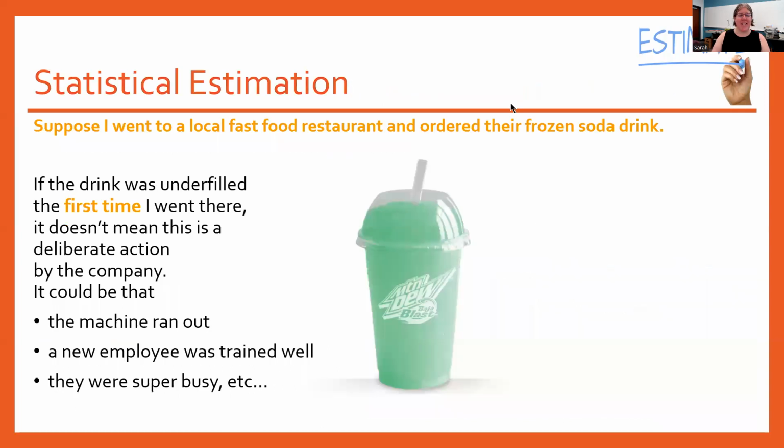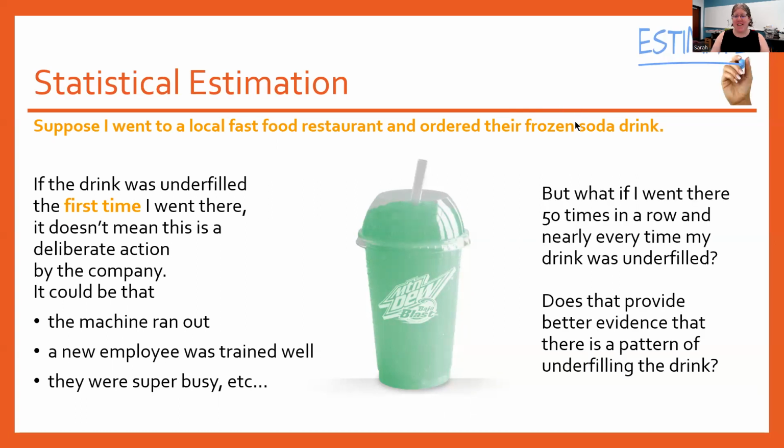All right, so let's look at an example here. Suppose I went to a local fast food restaurant and ordered their frozen soda drink. If the drink was underfilled the first time I went there, it doesn't necessarily mean that this is an intentional act by the company that they're deliberately shorting me out of my drink. It could be that the machine ran out. Maybe there's a new employee that isn't quite sure what they're doing, and so they filled it lower just to be safe to fit the lid on there. Maybe they were super busy. Right? There could be a lot of reasons why one time that drink was underfilled.